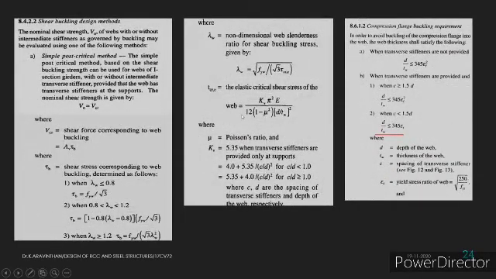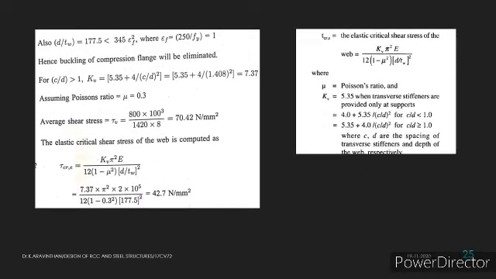After finding this, what do we have to do? We have to substitute here in order to find the non-dimensional web slenderness ratio for shear buckling stress. If you substitute here, you will get lambda w. After finding this, there will be a range in between these three. Okay, let us find this.